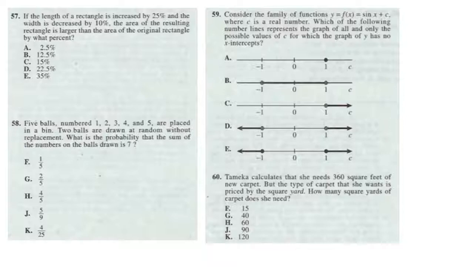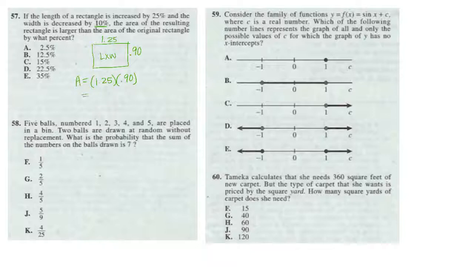Right, so for 57, we're talking about the length of a rectangle that is increased by 25%. So I'm just going to assume all of this is out of 100. If the length is increased by 25%, I'm going to say that's 1.25, the 0.25 dealing with the 25%. And if we are decreasing the width by 10%, then that means I have a 0.9. When I look at the area, area is length times width. So I have 1.25 times 0.90.